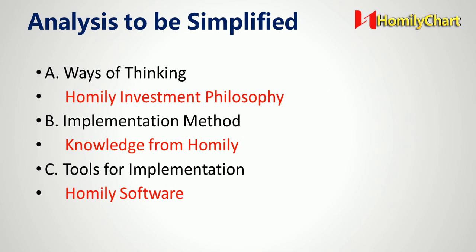So, for analysis to be simplified, the first one, ways of thinking, homely investment philosophy: long-term first, short-term next. Index first, stock next, operate the familiar. So you should have the correct ways of thinking, like homely investment philosophy. The next one, implementation method, knowledge from homely, the tool for implementation, homely software, okay? So if you want to let your analysis be simplified, you should remember the three things. The first one, ways of thinking, then homely investment philosophy. Next one, knowledge of homely and the homely software, okay?